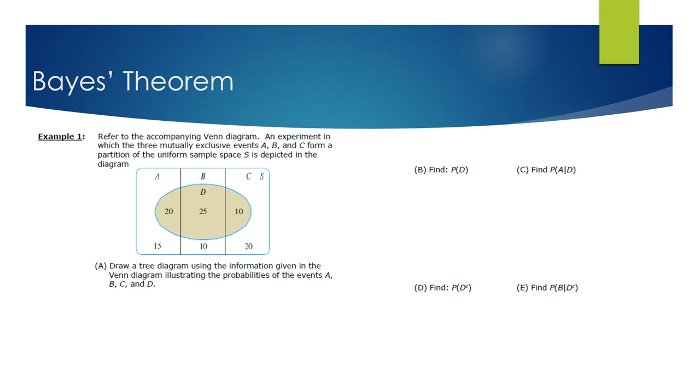So what you see here is an experiment in which three mutually exclusive events, A, B, and C, form a partition of the uniform sample space depicted in the diagram. Draw a tree diagram using the information given in the Venn diagram illustrating the probabilities of the events A, B, C, and D, and then answer the questions given that information. I'll tell you with all honesty, you really don't need the tree diagram. They use a tree diagram to show you how Bayes' theorem's formula comes about.